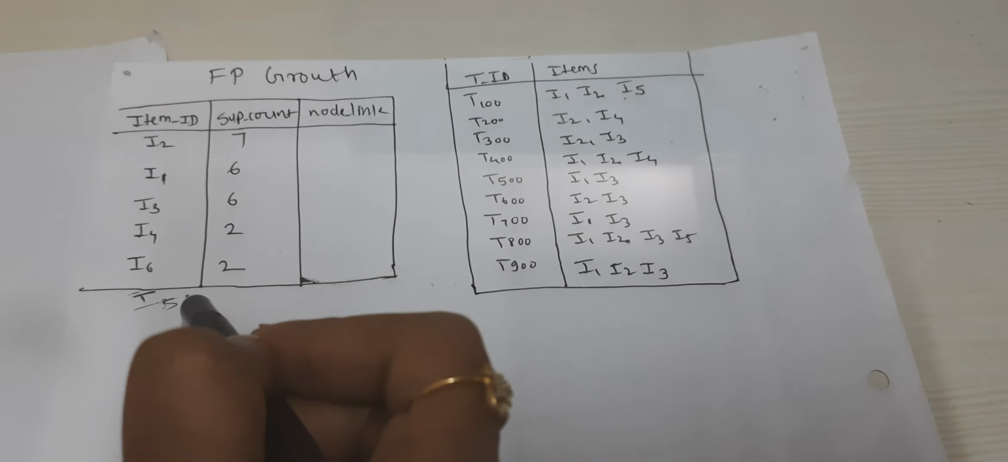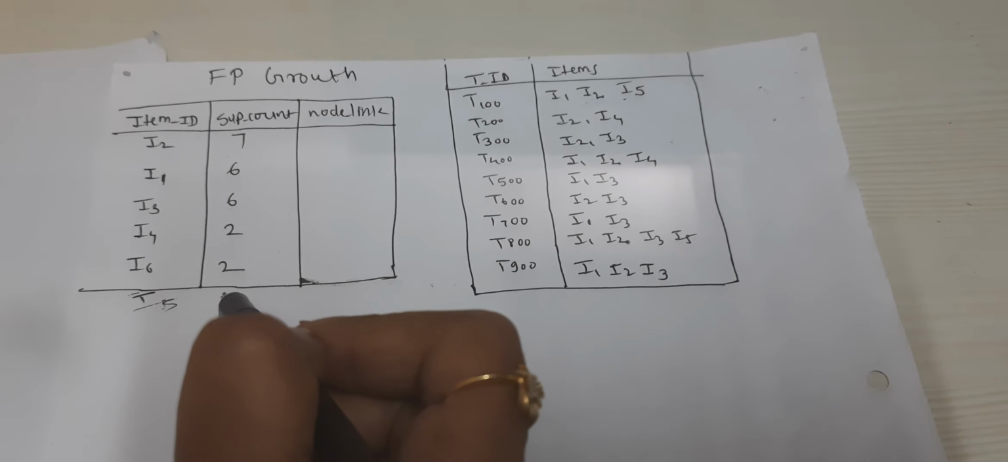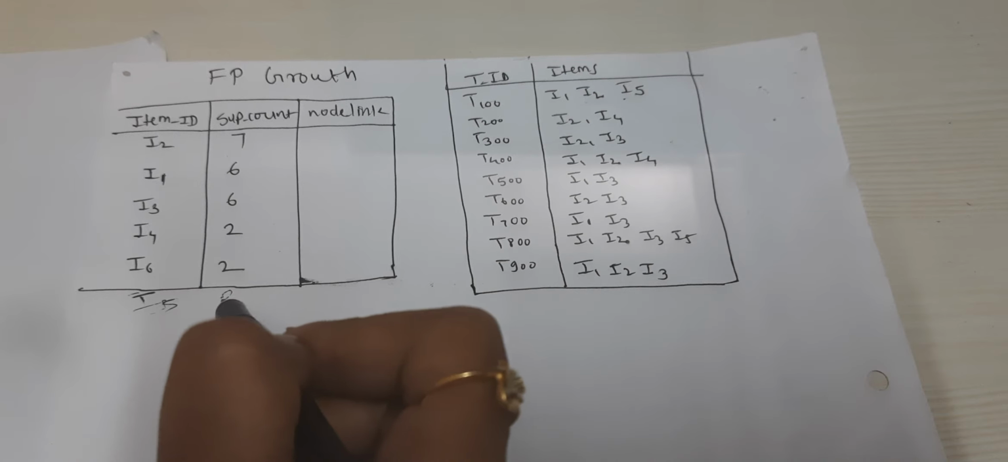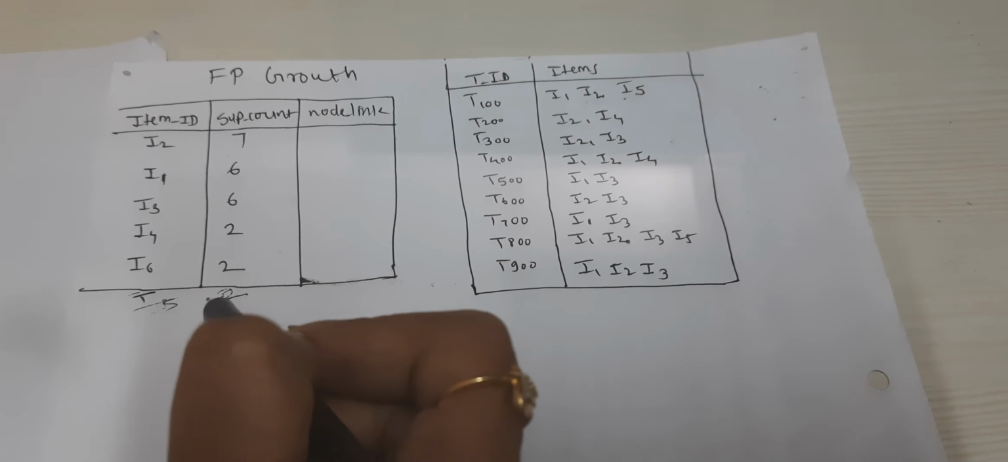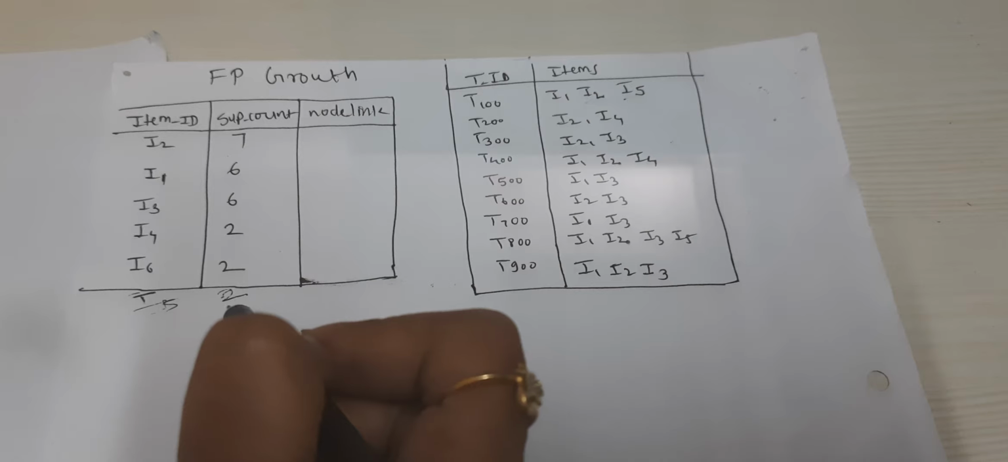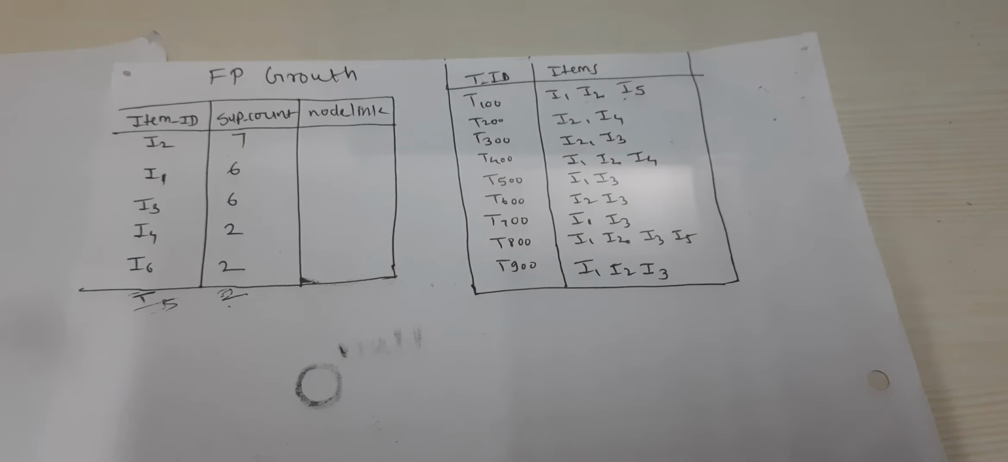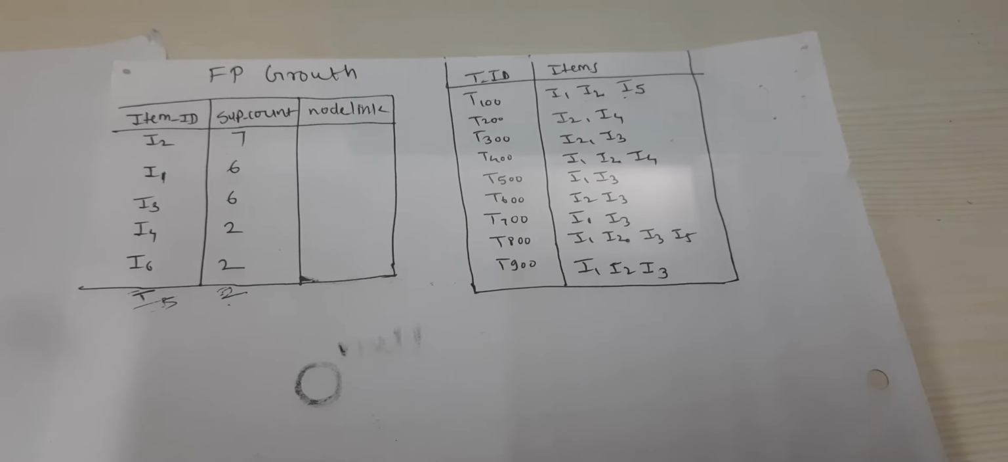So here is your I5. You have to write down the item ID I5 equals 2. If the support count is less than 2, in that case it's not required to mention that support count, because in the question it is given that the minimum support count is 2.